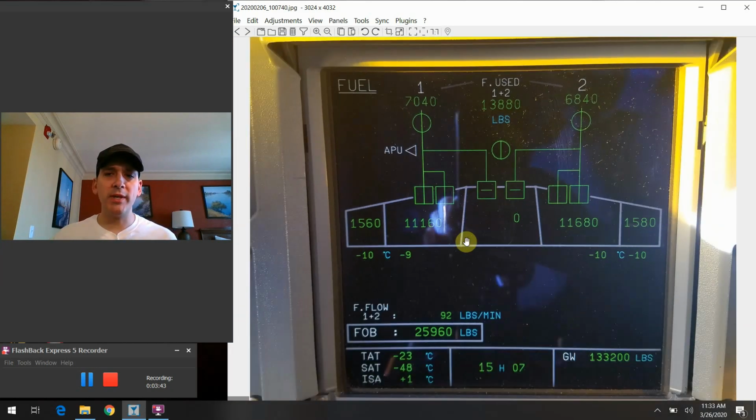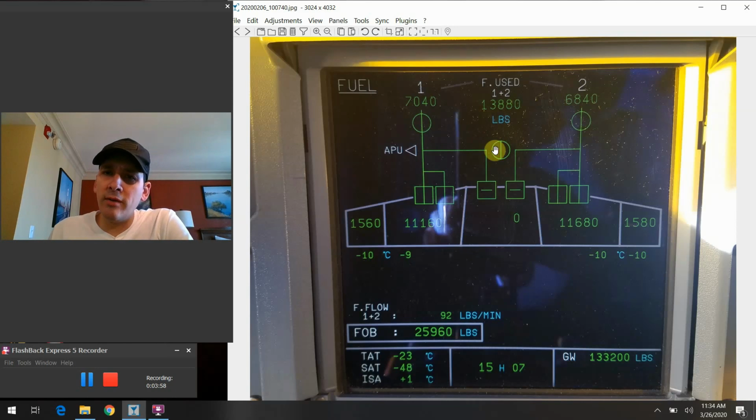This would be the case when we're sitting at the gate and the fuel pumps on the overhead panel, or the switches anyways, are in the off position, so they're not providing any pressure, they're not doing anything for us. The APU can start up and sustain itself running with its own APU pump there. So that's just all that tells us.